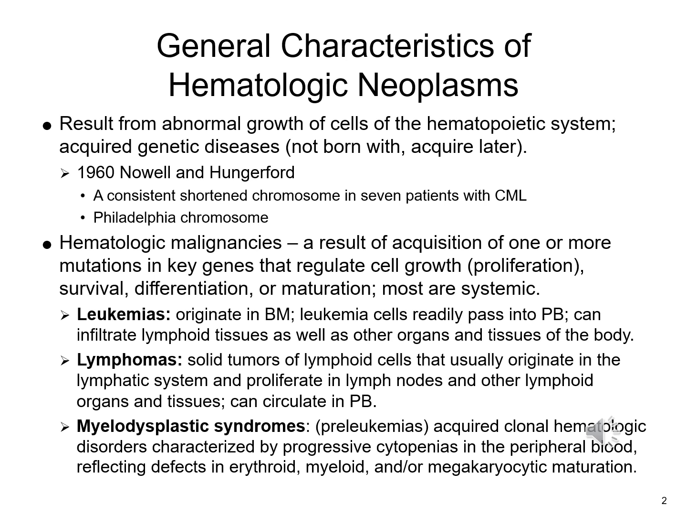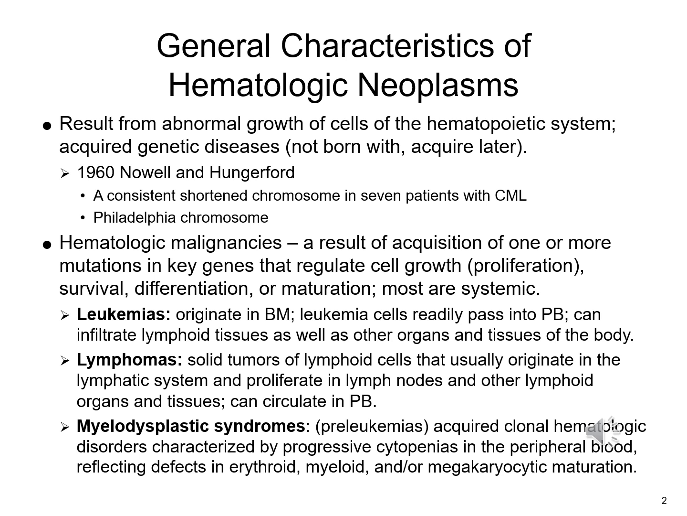Now in 1960, Nowell and Hungerford published an abstract that described a constant shortened chromosome in 7 patients with chronic myeloid leukemia, otherwise known as CML. This shortened chromosome was later named the Philadelphia chromosome, after the city in which it was discovered.